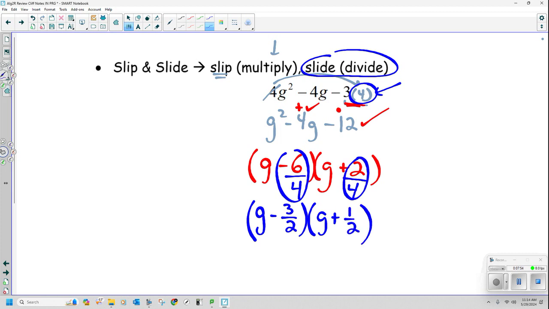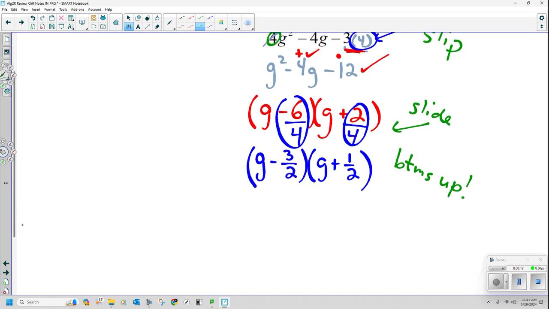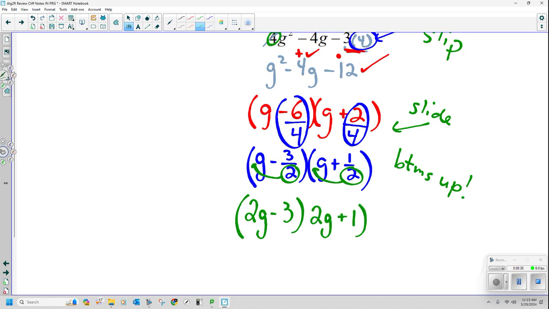So the last step, okay, we slipped by multiplying. We slipped that 4 to the back and multiplied. We slide by dividing both backs. Now there's something I call bottoms up. And what happens is, if these fractions don't reduce to a whole number, sometimes they're a whole number and it's fine. If it's a fraction, the bottom comes up to the front here. So that's 2G minus 3. And this is 2G plus 1. Okay, and if I had to solve these, I can set them both equal to 0. But they just asked me to factor, and there you go.